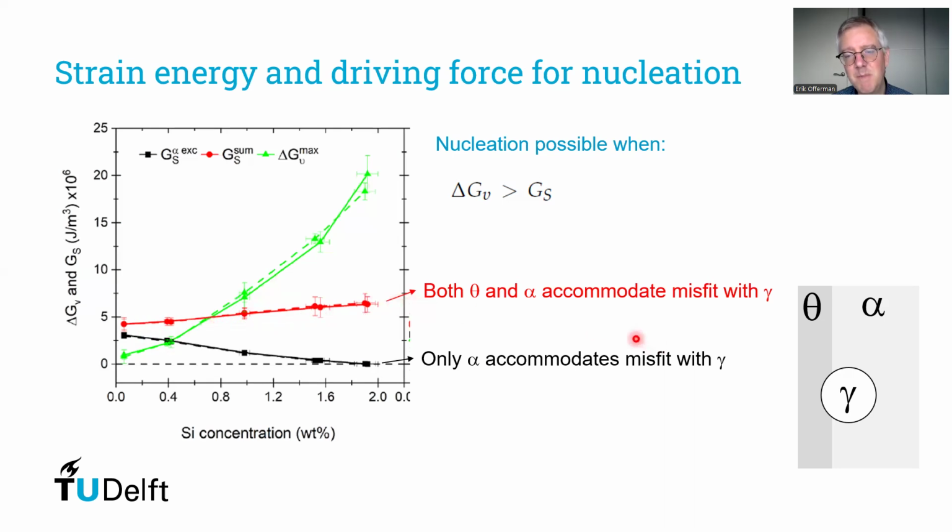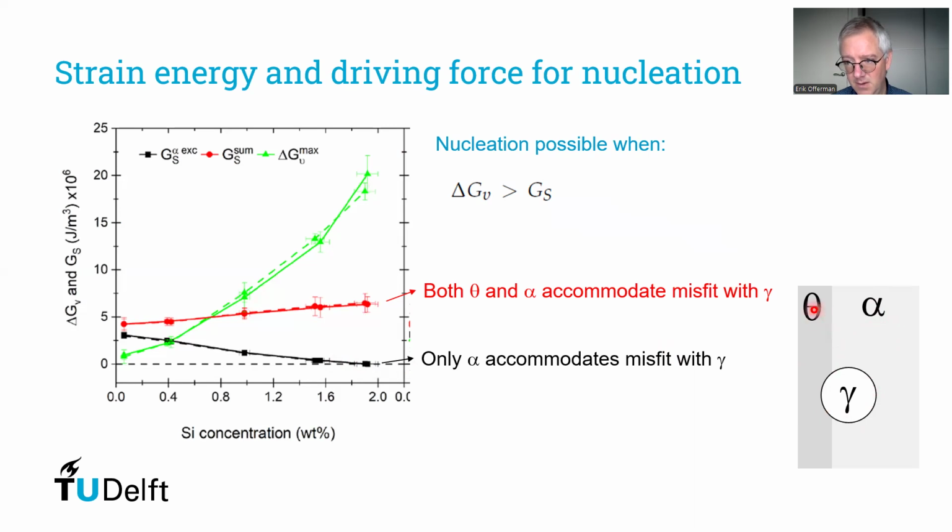is the misfit, I should say, of the austenite nucleus with the matrix is solely accommodated by the ferrite and not by the cementite, then the strain energy would reduce. So that's the calculation here in the black line. So the assumption here is that the soft ferrite accommodates the misfit between the nucleus and the matrix.